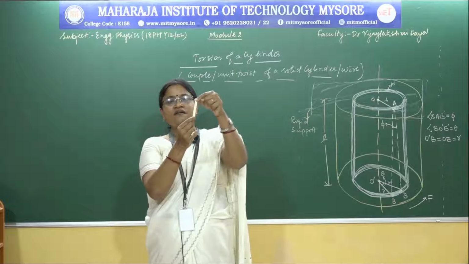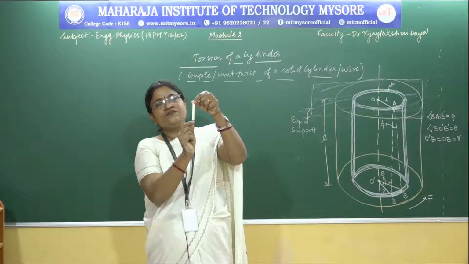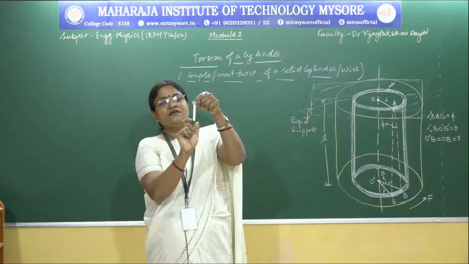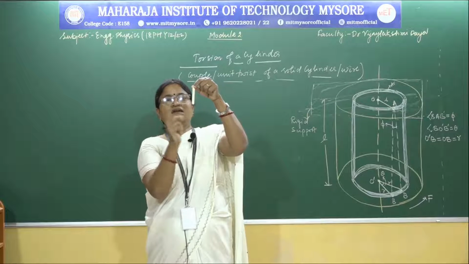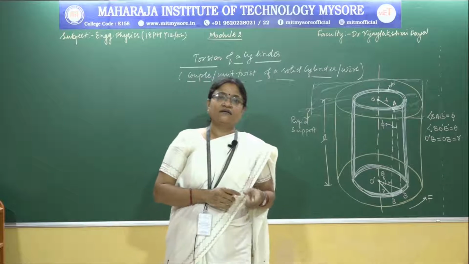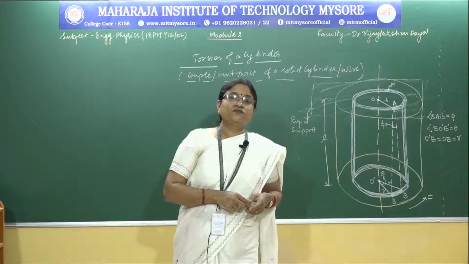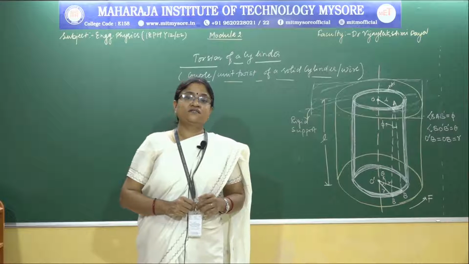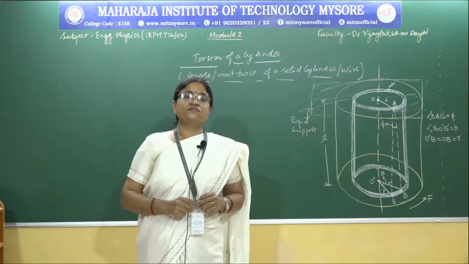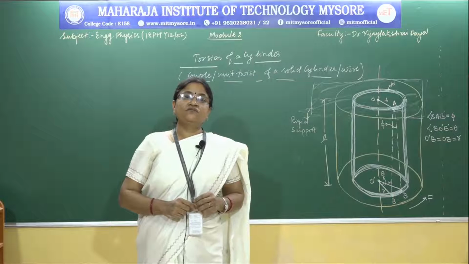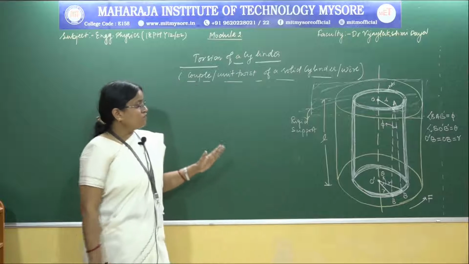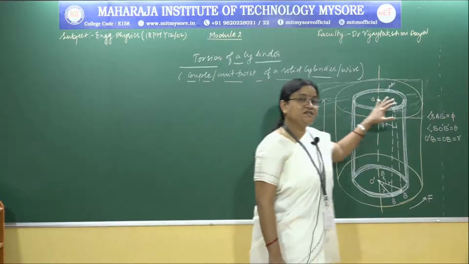If we consider a wire where one end is fixed and the other end is free, and at the free end a force is applied in the angular direction, then a twist is produced. That twist leads to the torsion in the structure. When an angular force is applied, the twist produced is known as the torsion in the particular structure. Here we will consider a cylindrical structure.